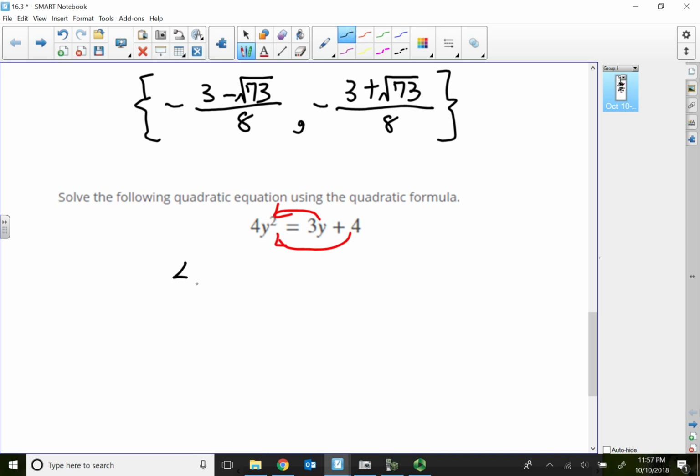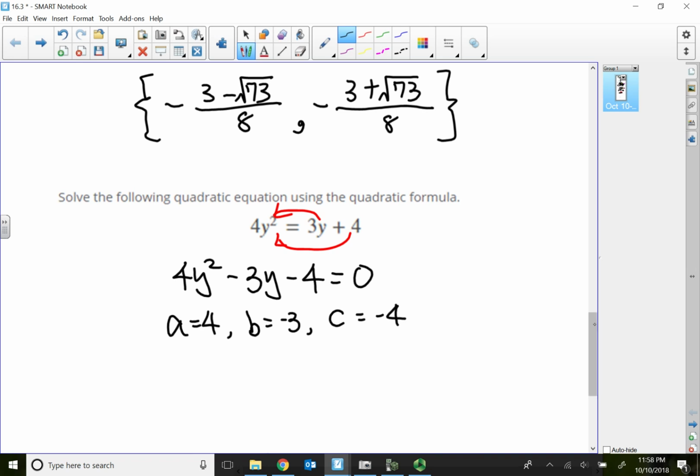So that gives me 4y squared minus 3y minus 4. Write them in descending order on the exponents. This cannot be factored. There's no way I can somehow get a 3 in the middle with a 4 and a 4 on the front and back. So a equals 4, b equals negative 3, c equals negative 4.